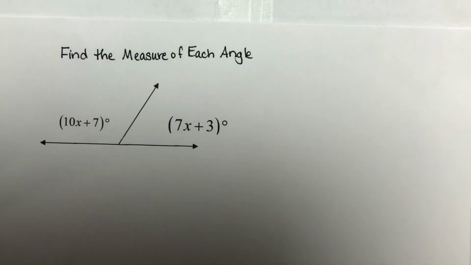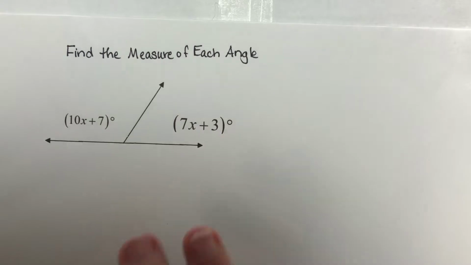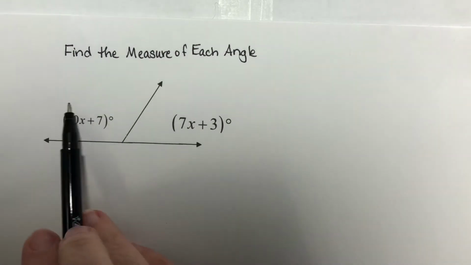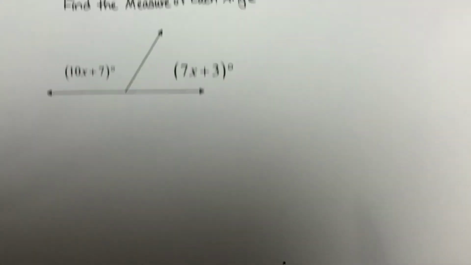This is section 2.5, part 4. These are angle problems. We've dealt with some already, in the last section. We talked about complements and supplements, and this is very closely related. We want to find the measure of each angle on these two problems that we're going to do.